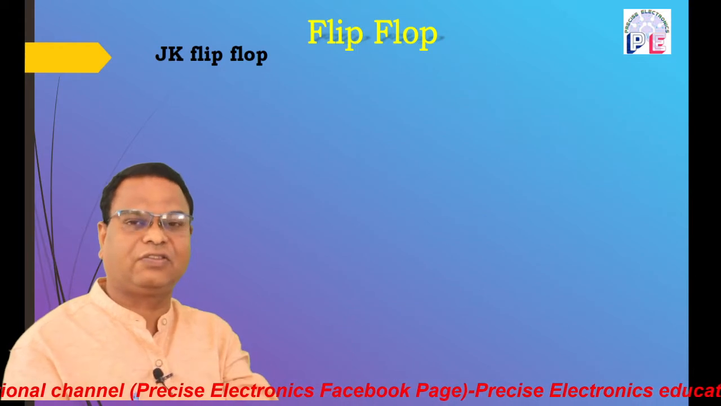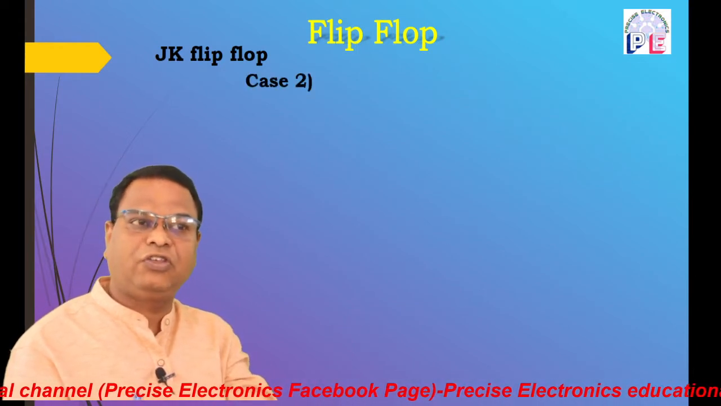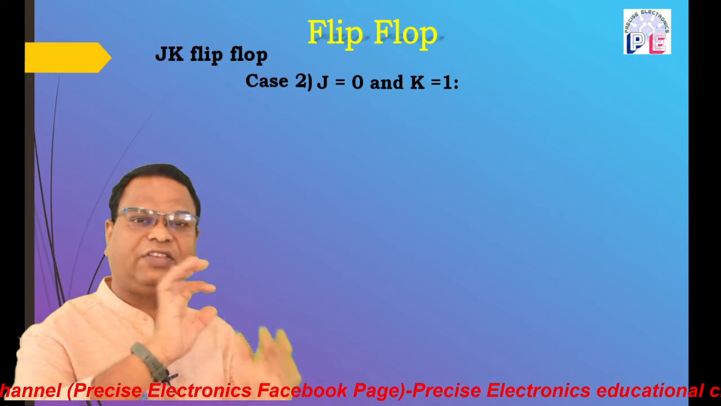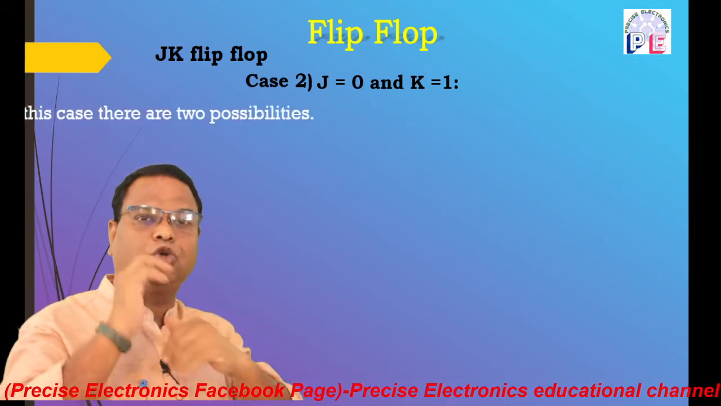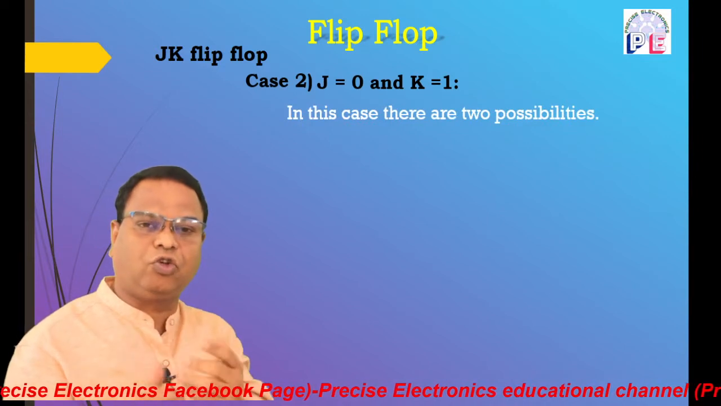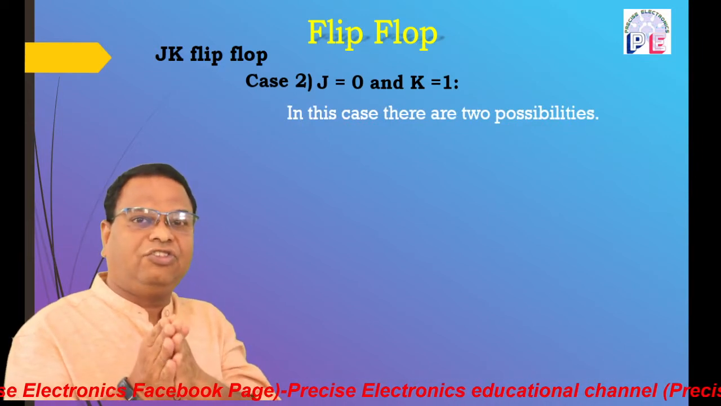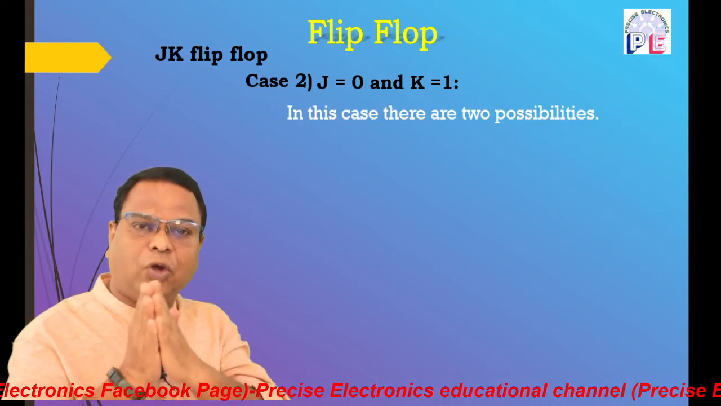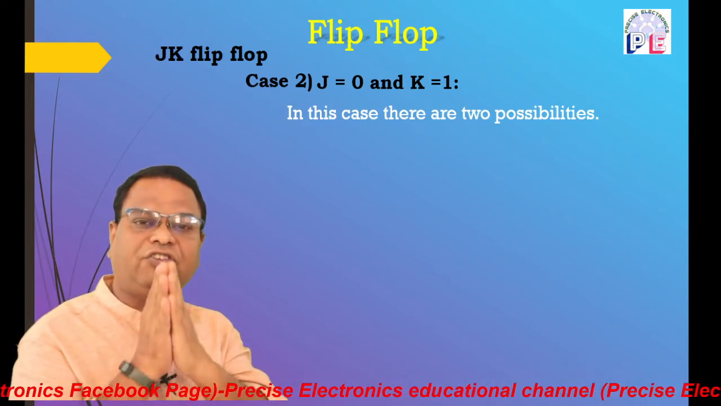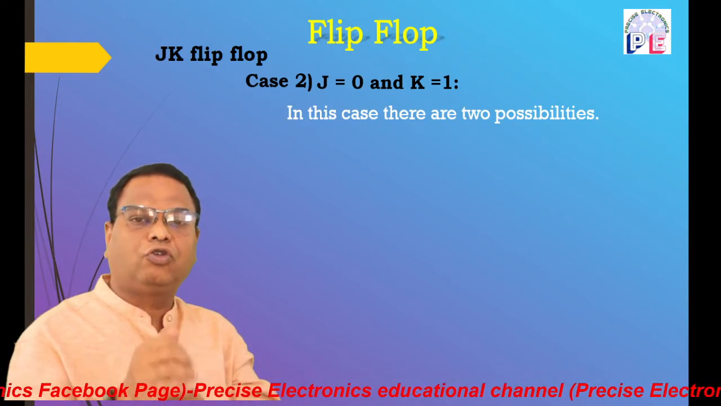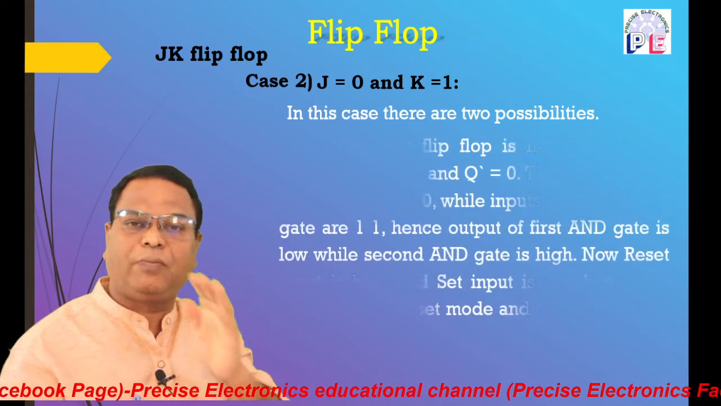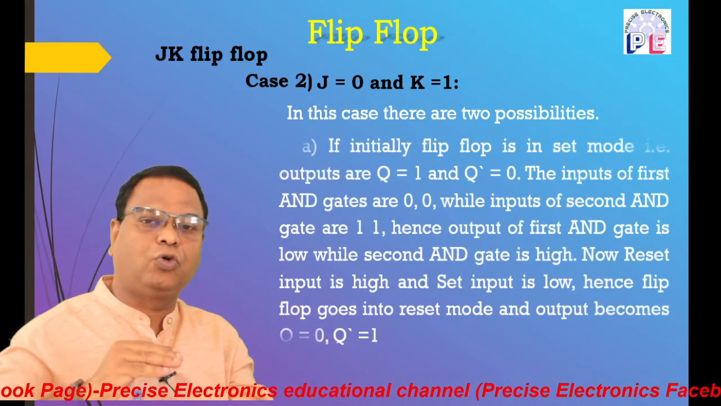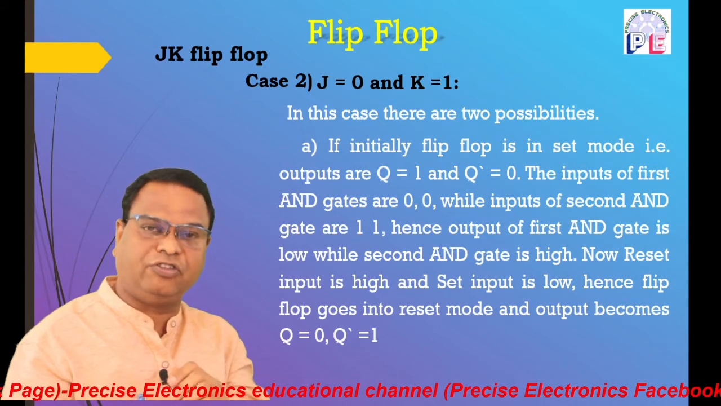Now the second case, that is J is equal to 0 and K is equal to 1. In this case, there are two possibilities. That is, initially the flip-flop is in set mode. If initially the flip-flop is in set mode, the outputs of the flip-flop are Q is equal to 1 and Q complement is 0.